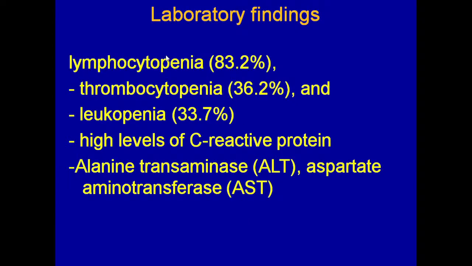Laboratory findings, as we discussed in the very beginning of the lecture. Lymphocytopenia is seen in 83%, thrombocytopenia 36%, and leukopenia 33.7%. And please, we mentioned that we have a very high level of C-reactive protein. Then alanine transaminases and aspartate aminotransferases are also high.